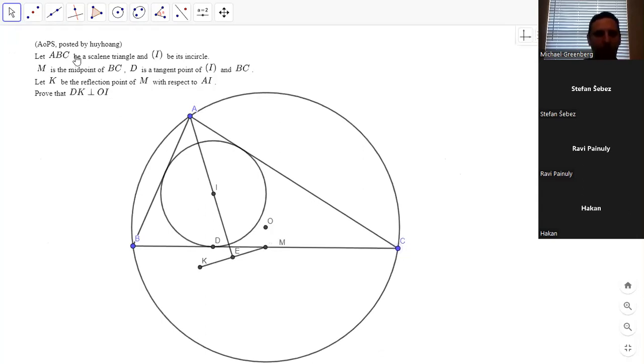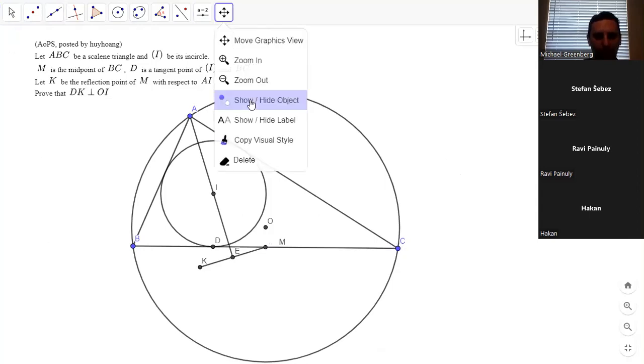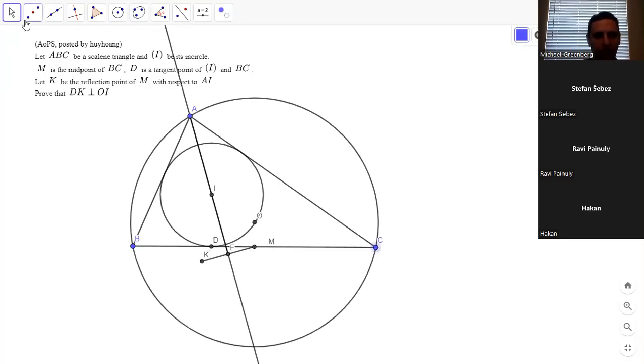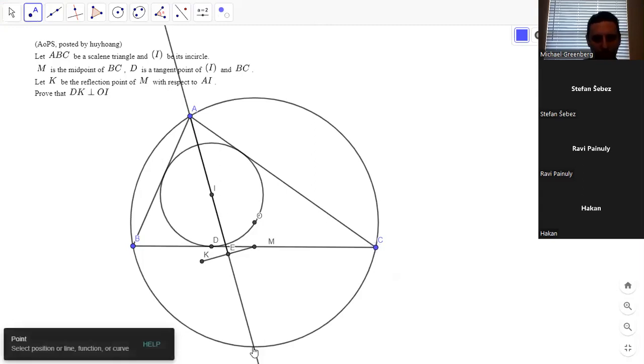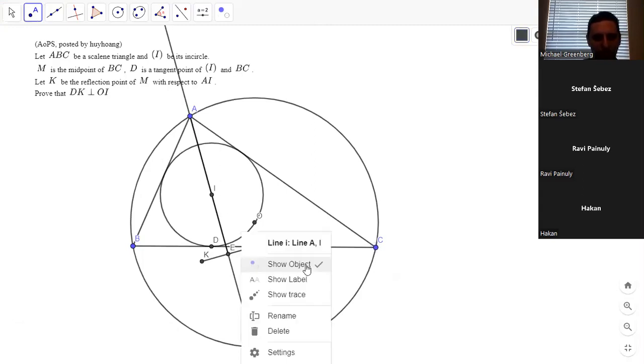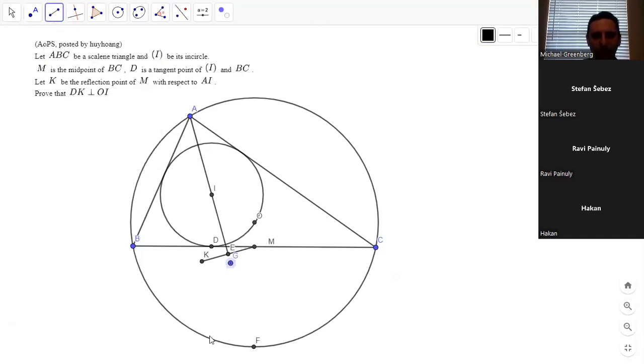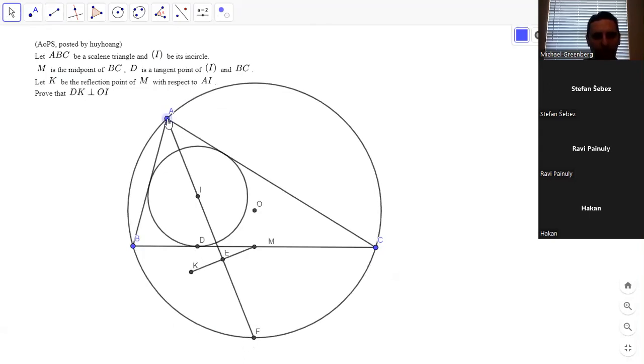So we reflect M over AI. Maybe it's worth drawing this point down here. We know MI bisects AD. And I think, did I prove on my channel that AK, okay, no, AK is not perpendicular to BC.